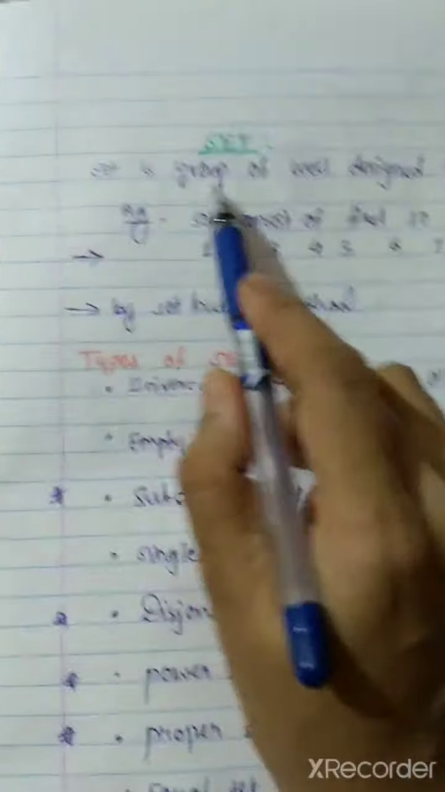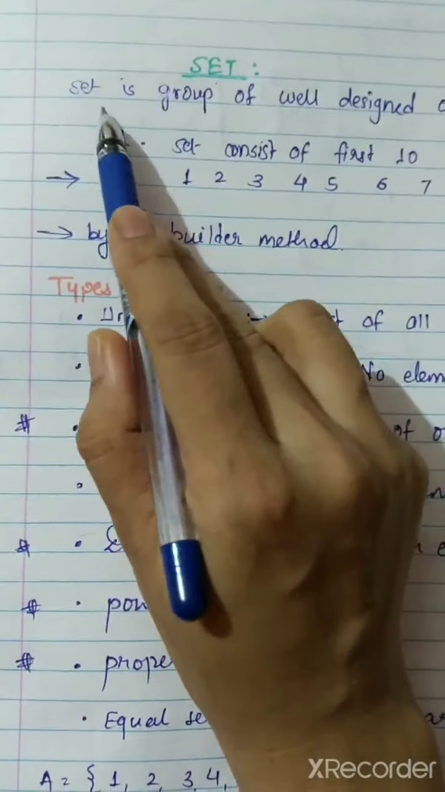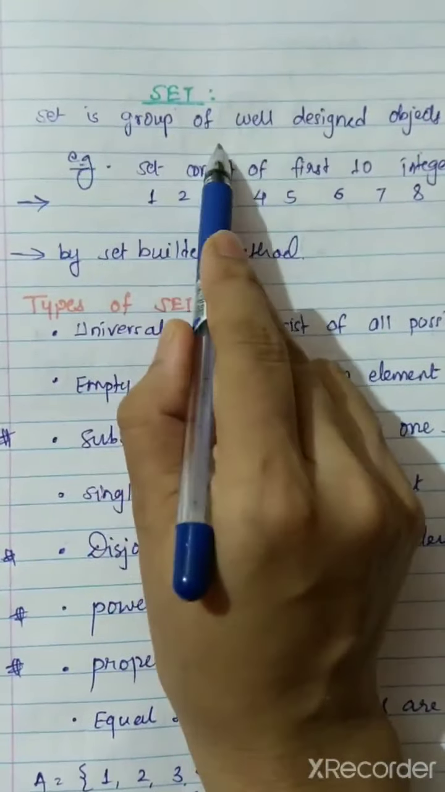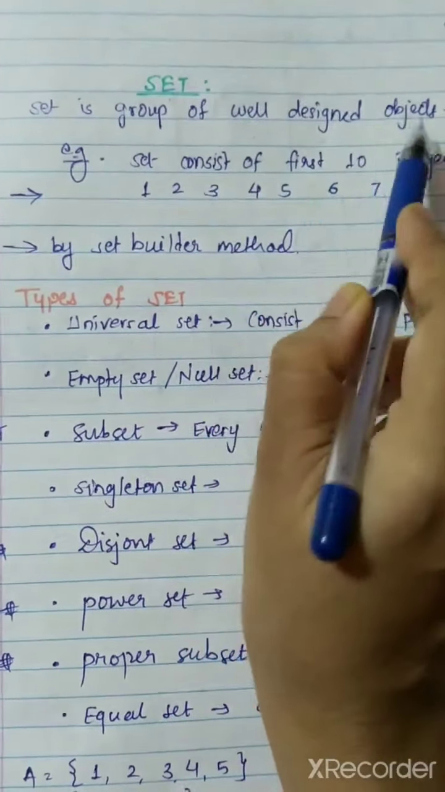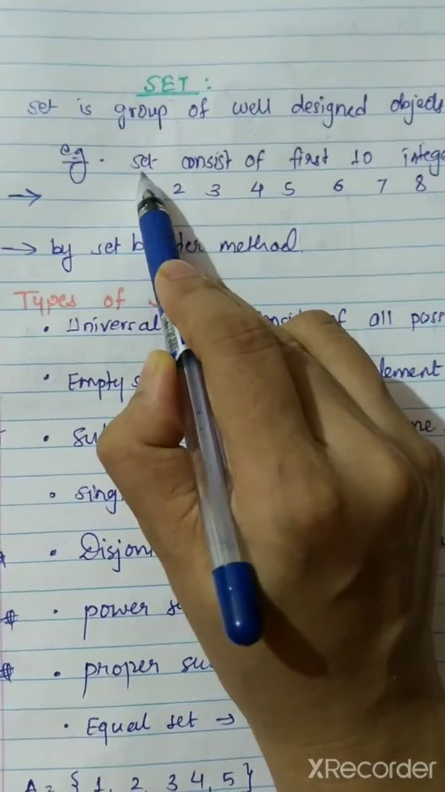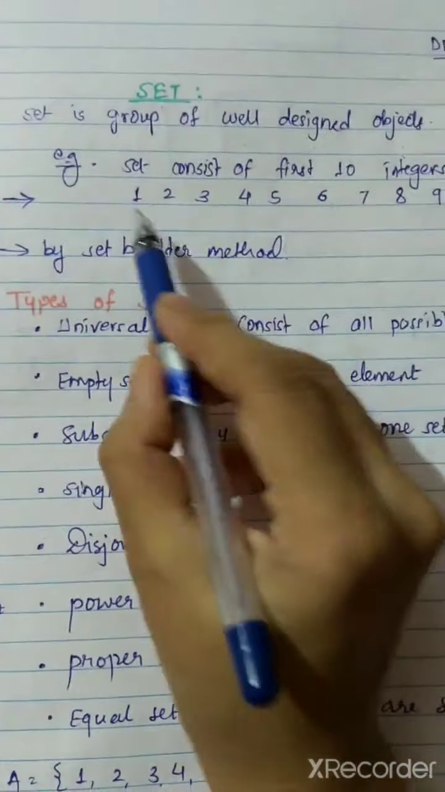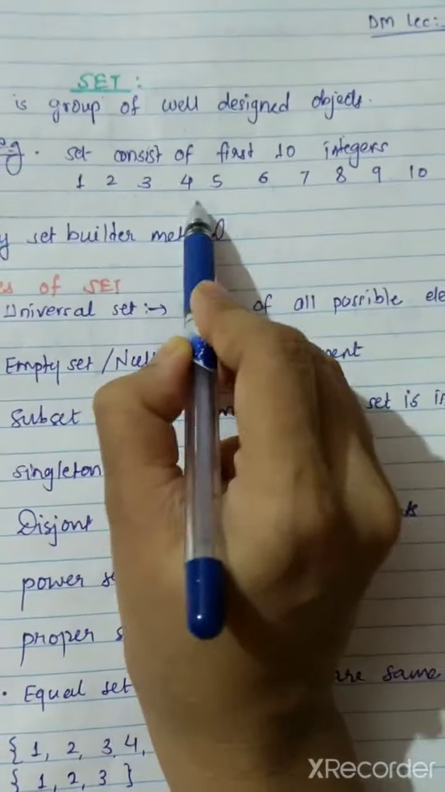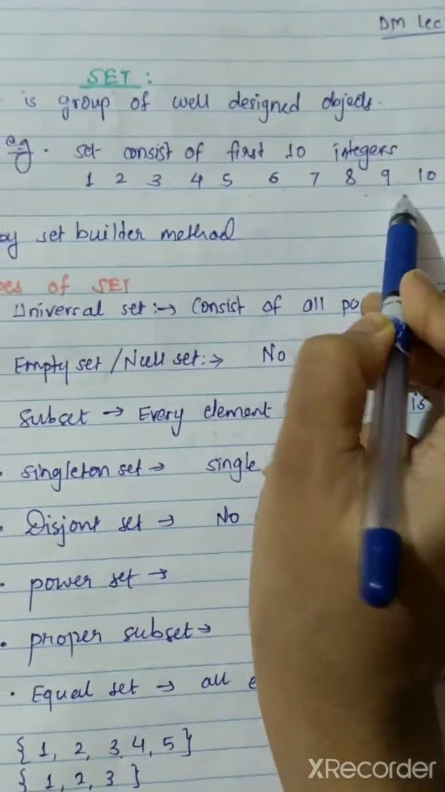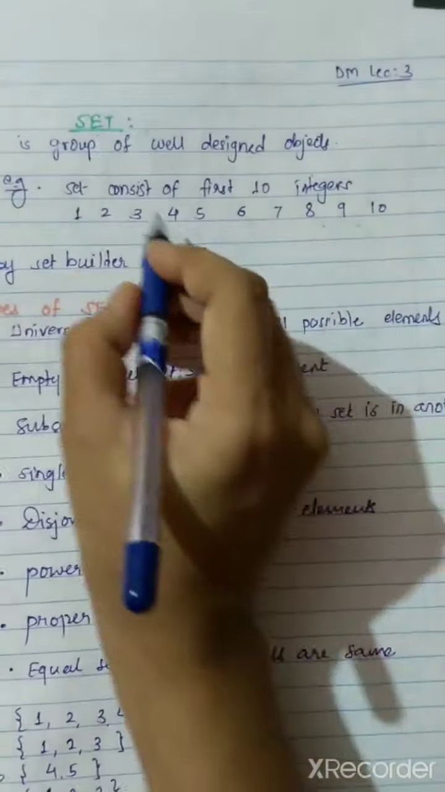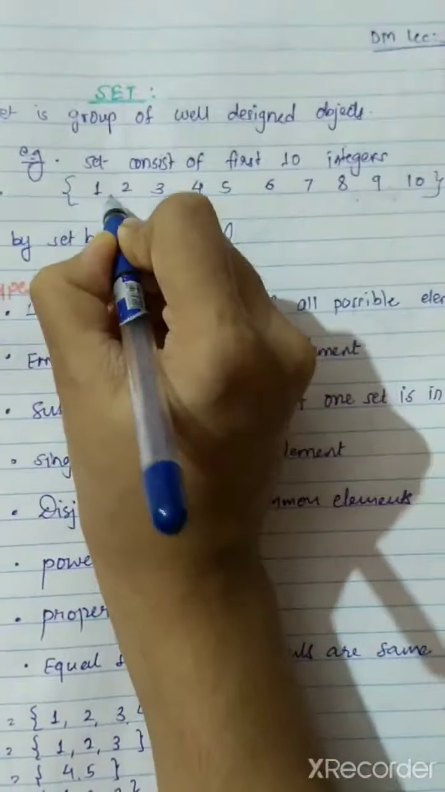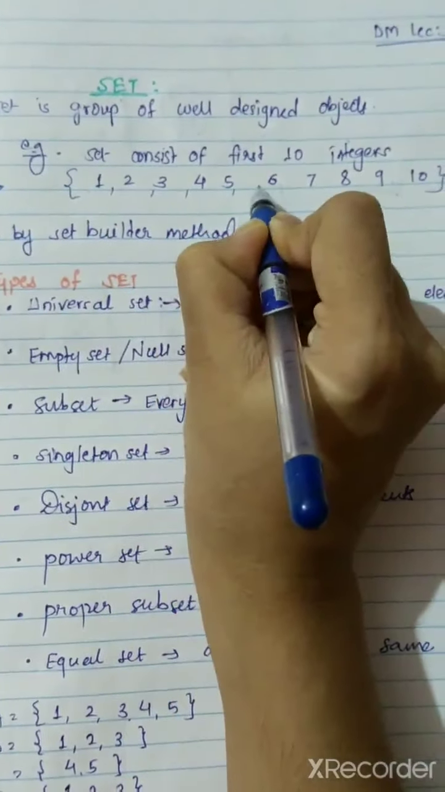With lecture 3, set. Set is nothing but a group of well-defined objects. For example, let's take an example. A set consists of the first 10 integers: 1, 2, 3, 4, 5, 6, 7, 8. How we are going to represent a set is we'll use curly brackets and we'll separate the elements by commas.